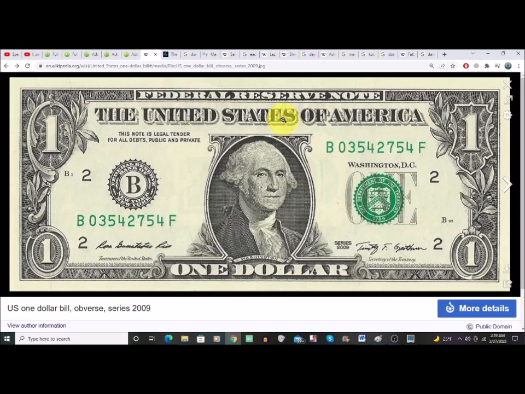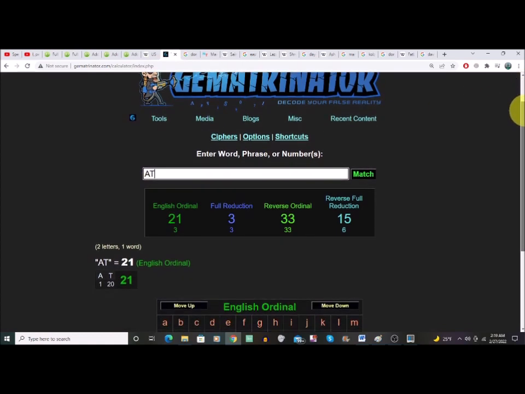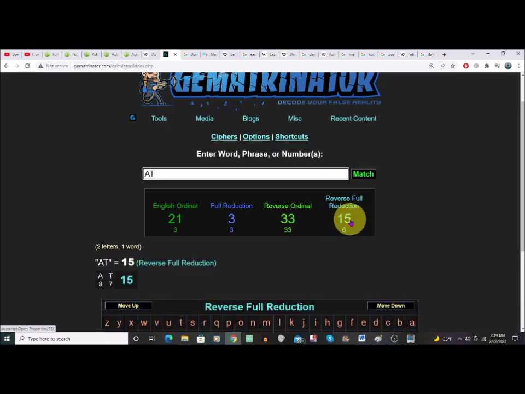Okay, let's just look for one second at what this letter here, the T and the A, form. So this is the AT. Let's look at the A and the T in the Gematrinator. And oh my gosh, look what we got. We got 213 again, right here, and we got the 33 referenced. Unbelievable. That is absolutely nuts. And we got this 15 reference as well.